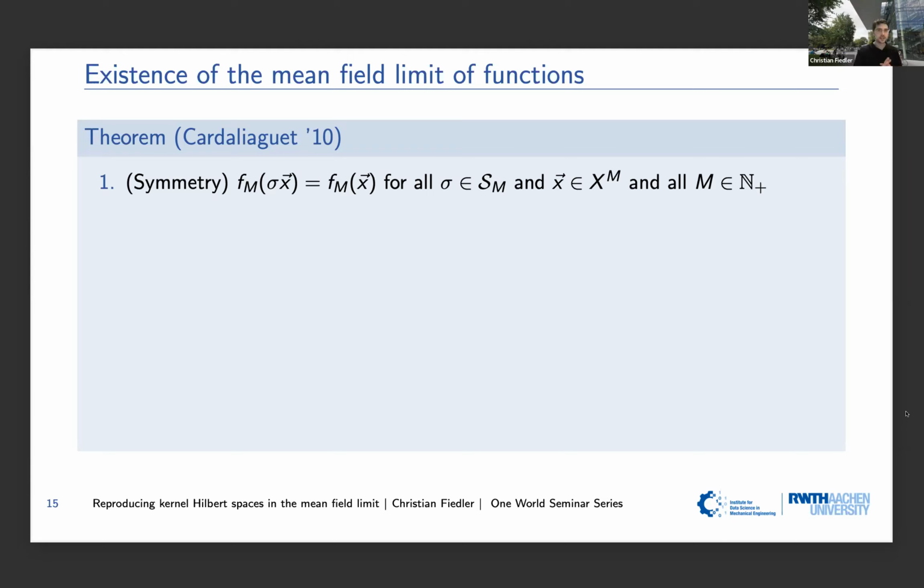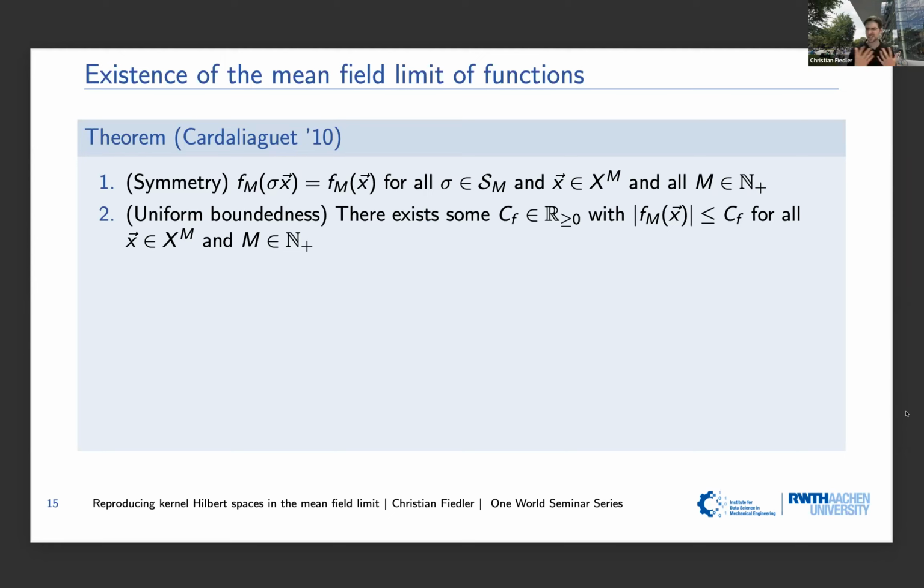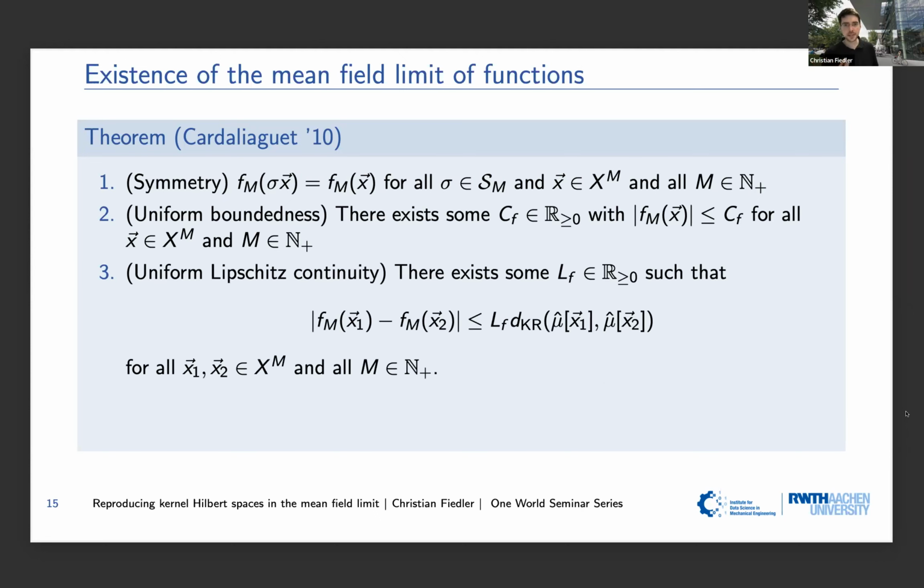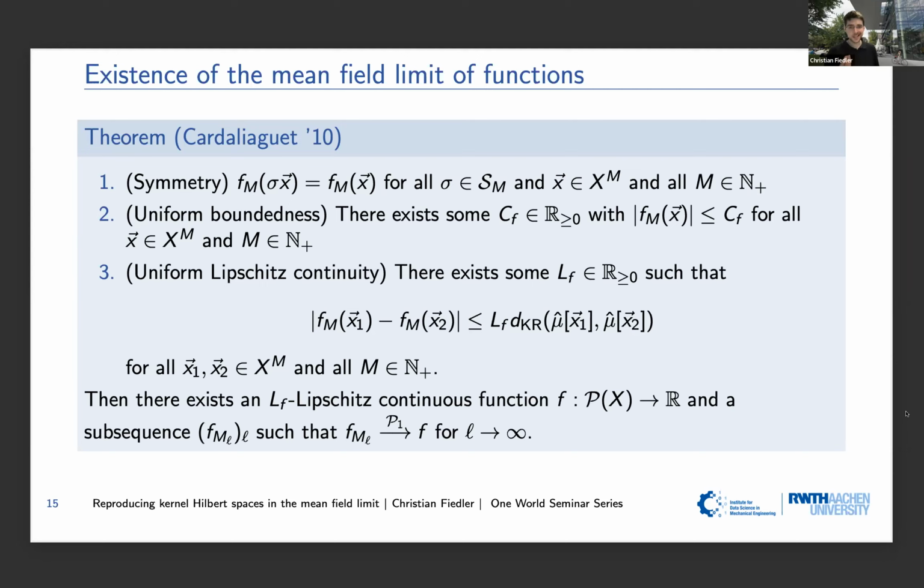So as outlined in the introduction, we should require permutation invariance of our functions. Otherwise, things do not really make sense. We should also have uniform boundedness of our sequence of functions. And finally, we need uniform Lipschitz continuity of the sequence of functions in this particular form. And then it turns out that there exists a limit function, which is also Lipschitz continuous, and a subsequence of our functions which converge in mean field to this limit function.